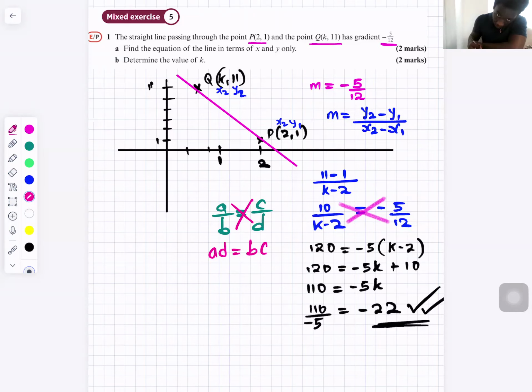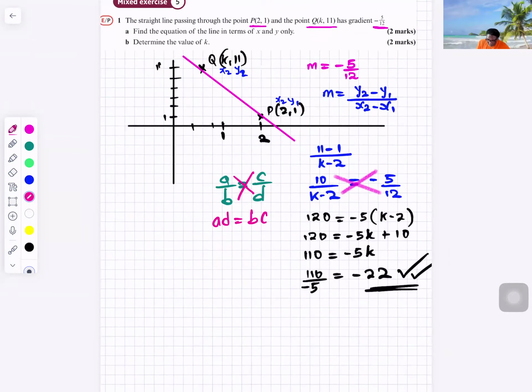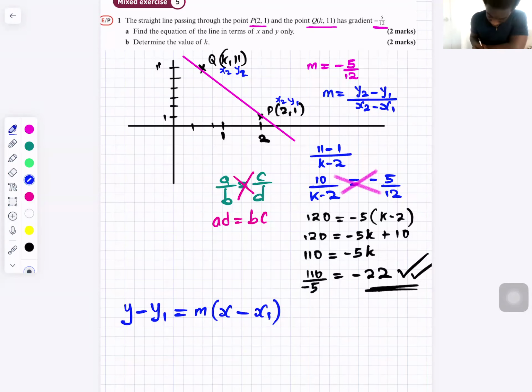Okay. So once you write that down, I will show you how to do part a. Yeah, I've written it down. Okay, the equation for a straight line is y minus y1 equals m times (x minus x1). You happy with that? Yeah. Now, what does m say in the question? m equals minus 5 over 12. Correct. So we can use the one we already know.